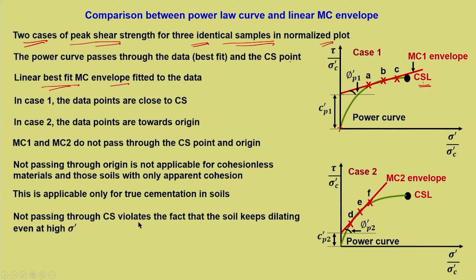Not passing through the critical state violates the fact that the soil keeps dilating even at high sigma dash. So, the contribution of suppression by sigma dash is not accounted for if the Mohr Coulomb envelope is not passing through the critical state point. These are some of the violations which we have to keep in mind when we use the Mohr Coulomb failure envelope for representing peak behavior.